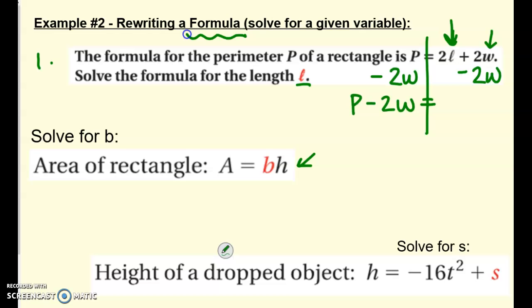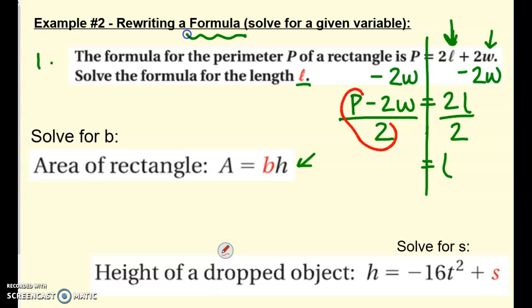So now I have P perimeter minus 2w equals 2L, 2 times the length. And to get L by itself, divide all this by 2, and then we like to rewrite it just like we've been doing. So P divided by 2, you could either write like this, P over 2 or 1/2 P. And then negative 2w divided by 2 simplifies to negative 1, so minus W. So that's your answer if you solve for L.